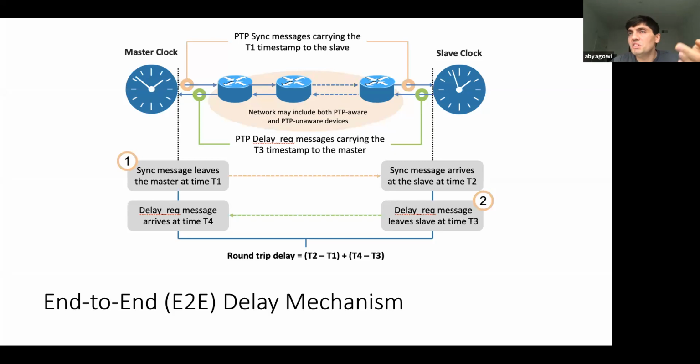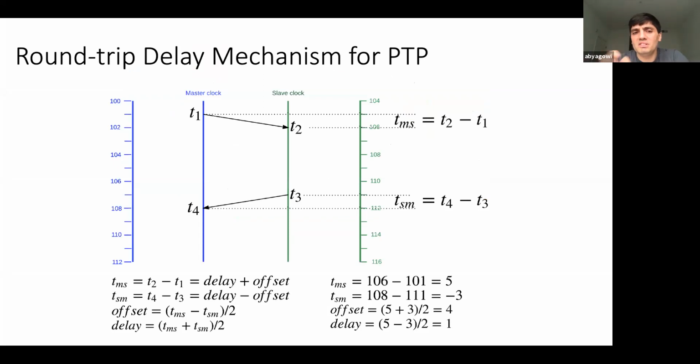We have the peer-to-peer, and we have an end-to-end mechanism, which I will go through in something relatively simple here, of how in general the round trip delay is calculated. And this is not unique to PTP. NTP also uses this to a certain extent, but NTP doesn't have hardware timestamping, therefore it cannot get the accuracies that PTP gets.